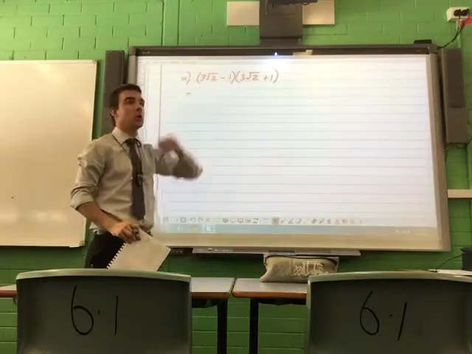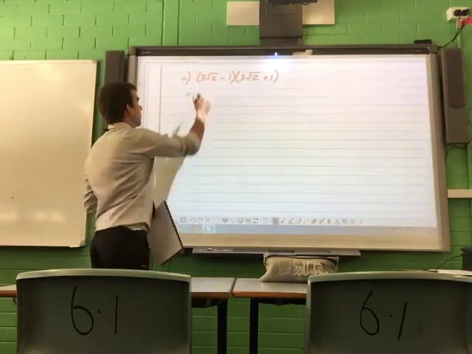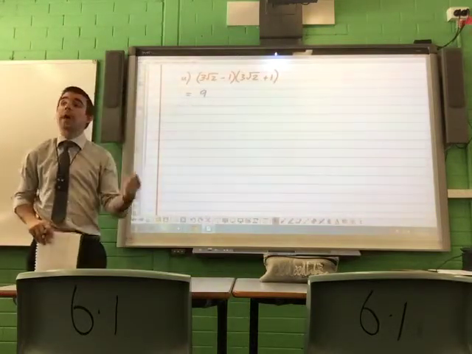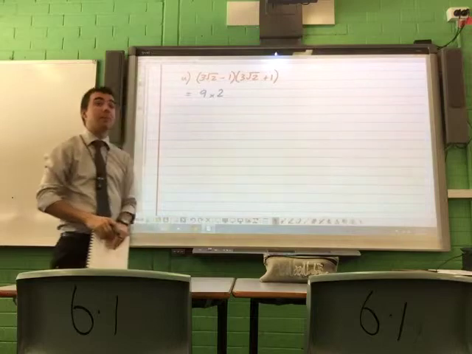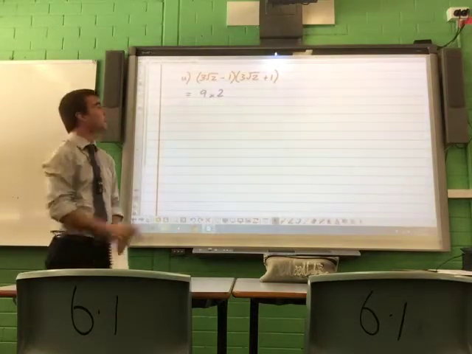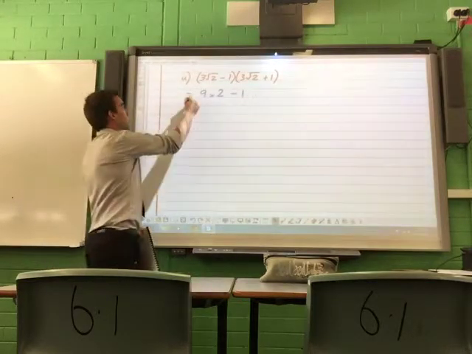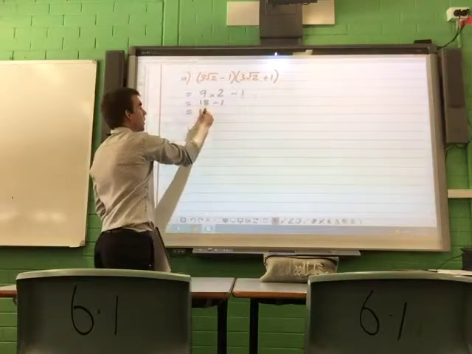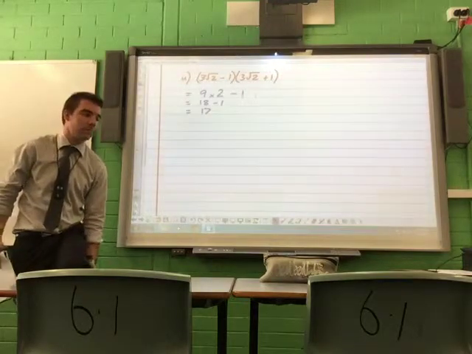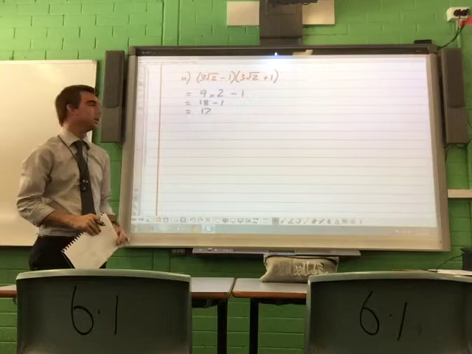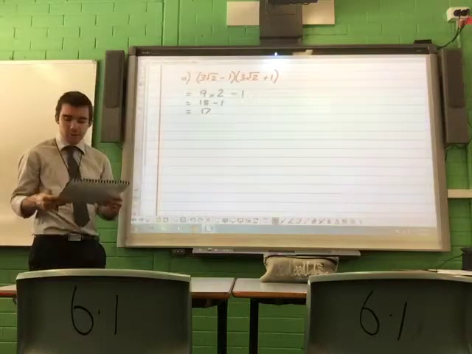So we had 3 root 2 times 3 root 2. Let's deal with the numbers at the front first. You've got 3 times 3, 9. And then you also have root 2 times root 2, so multiply that by 2. Take away 1 times 1, 1. 18 take away 1, don't forget that order of operations, multiplication and division done first before any addition or subtraction. That's 17. Always simplify down to push forward.